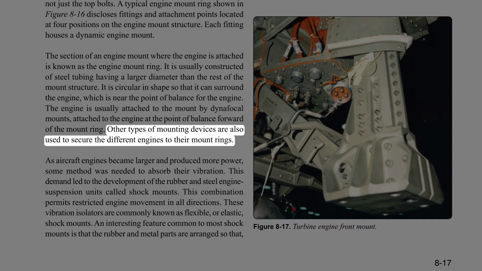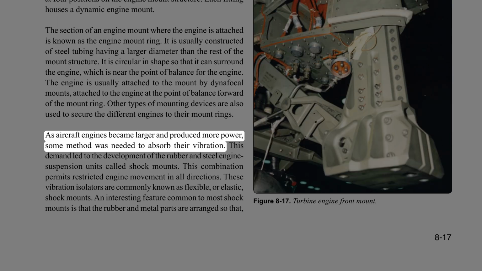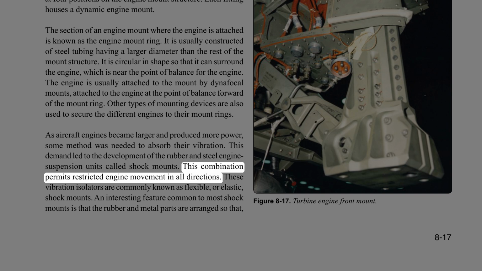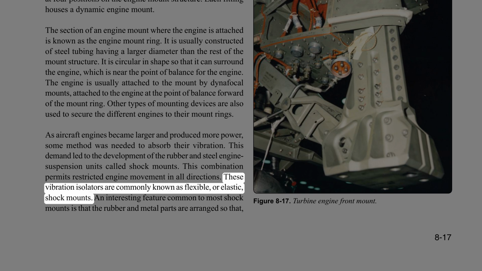Other types of mounting devices are also used to secure the different engines to their mount rings. As aircraft engines became larger and produced more power, some method was needed to absorb their vibration. This demand led to the development of the rubber and steel engine suspension units called shock mounts. This combination permits restricted engine movement in all directions. These vibration isolators are commonly known as flexible or elastic shock mounts.